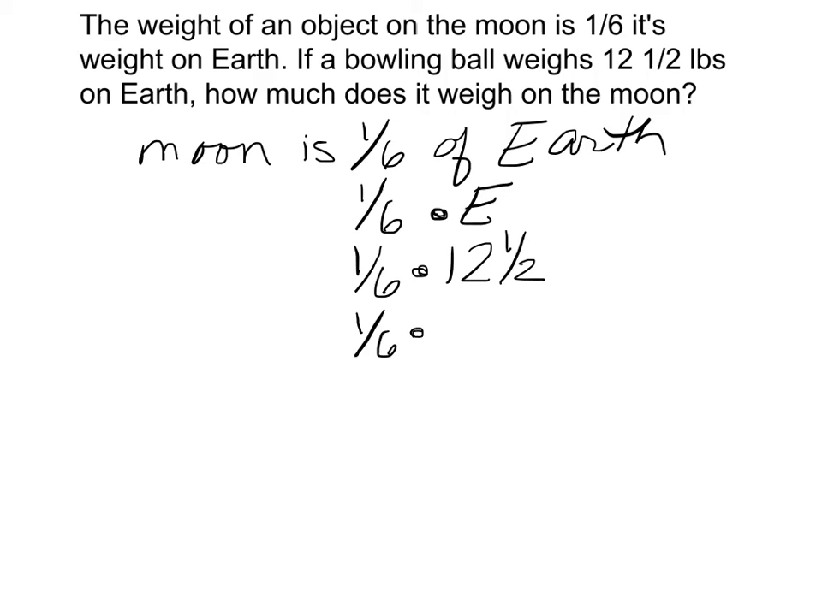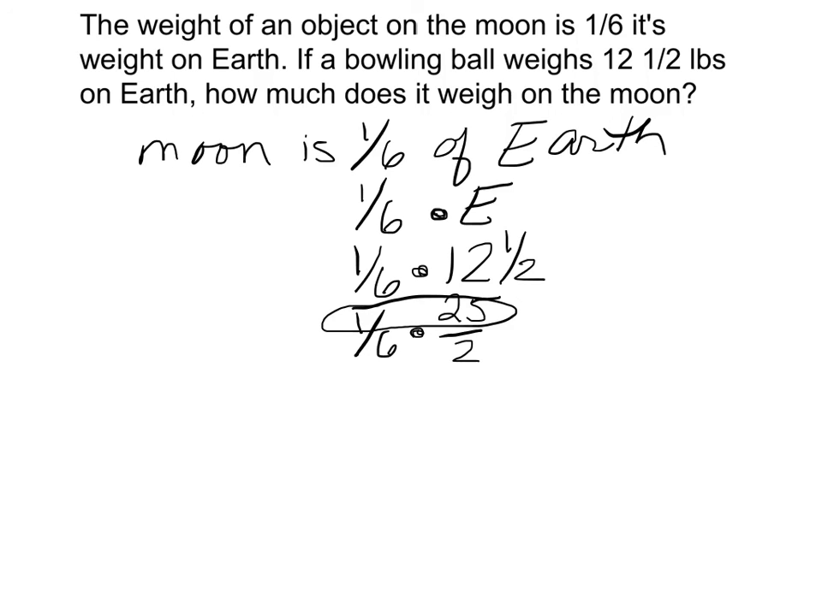1/6, and we're going to take 12.5 and rewrite that into an improper fraction. 12 times 2 is 24, and 24 plus 1 is 25, so I have 25 halves times 1/6. And we're going to first look to see if we can simplify before we multiply. And I don't see any common factors anywhere in the numerator and denominator this time, so we can't simplify. We're just going to multiply.